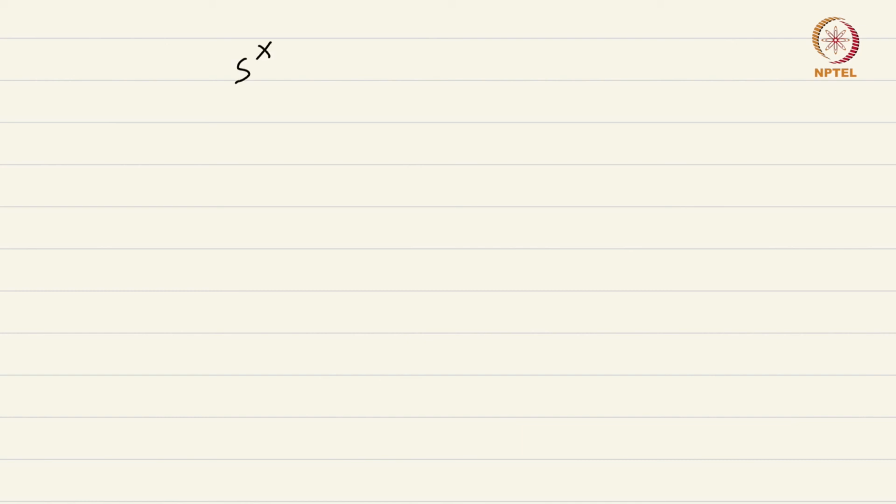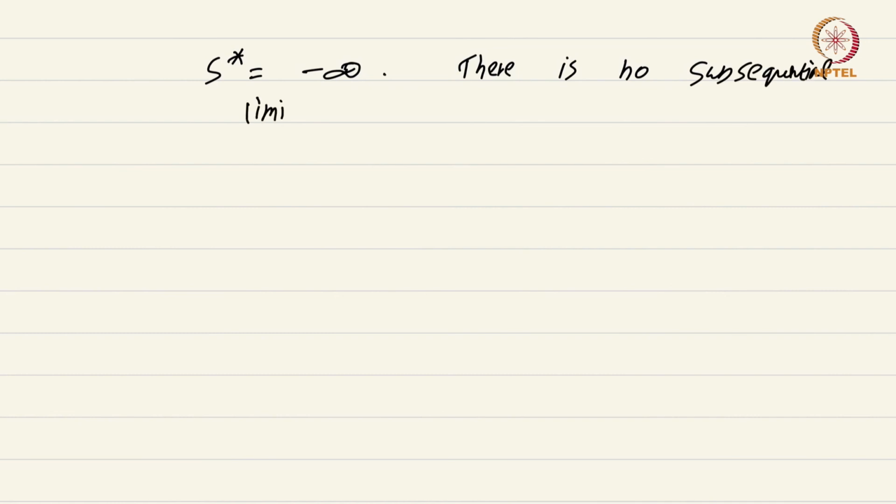What if this set of subsequential limits, that's an empty set? Okay, not an empty set, it consists of only minus infinity. That's possible. Suppose S star is minus infinity. What if the lim sup itself is minus infinity? Okay, this just means there is no subsequential limit. There is no subsequential limit whatsoever. Limit at all.